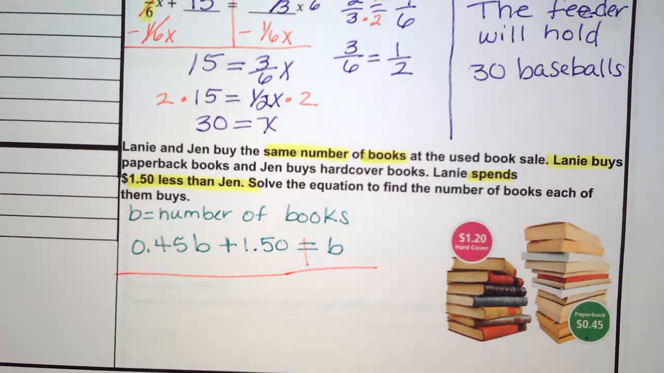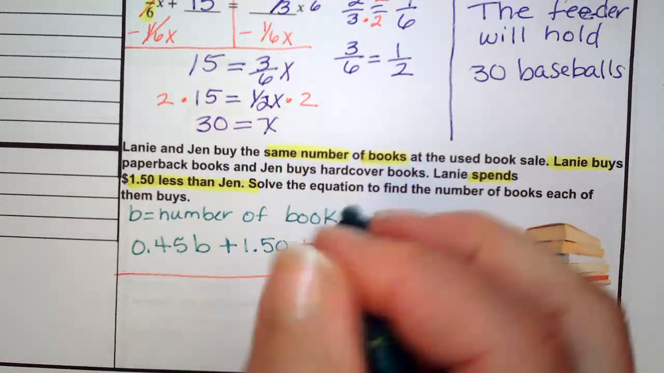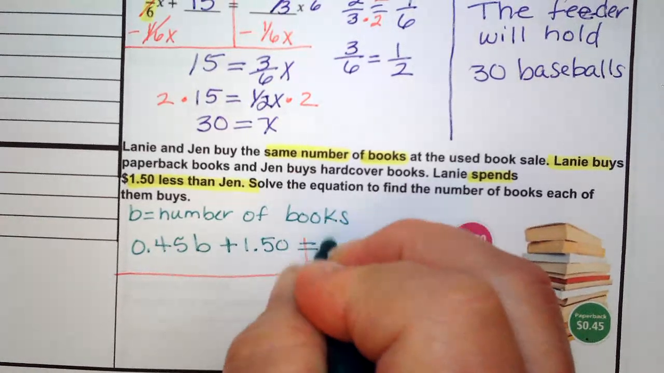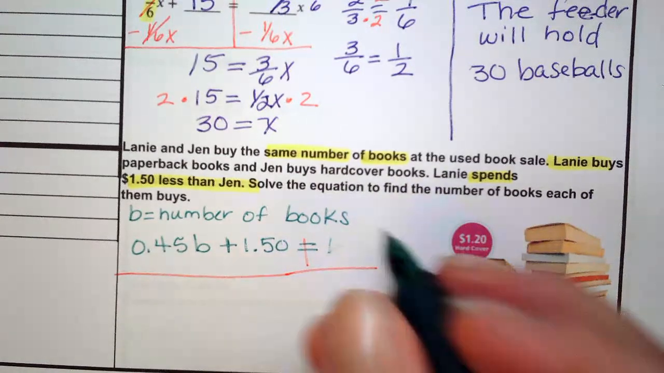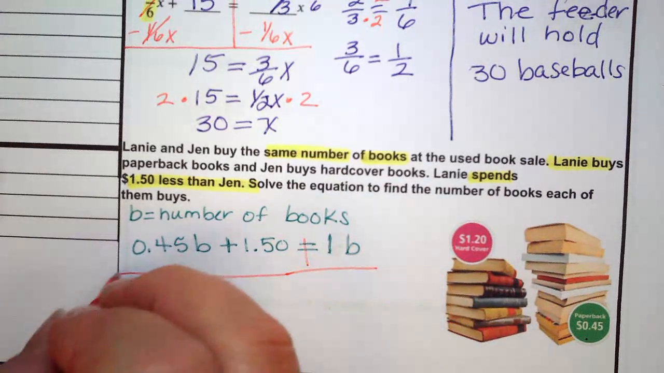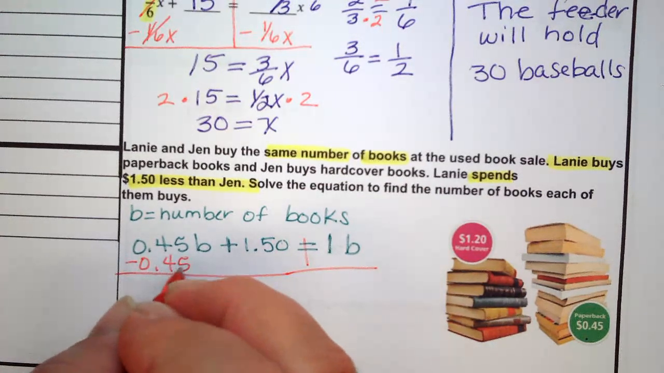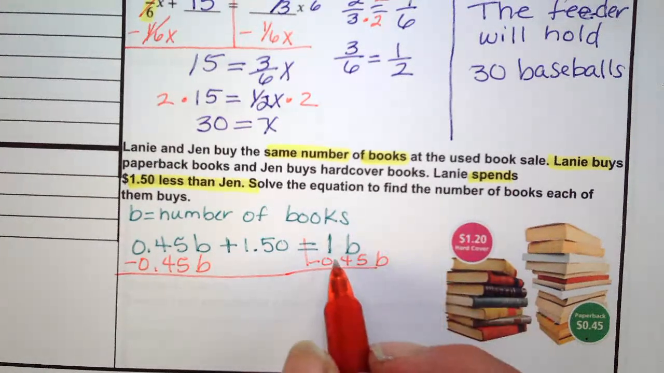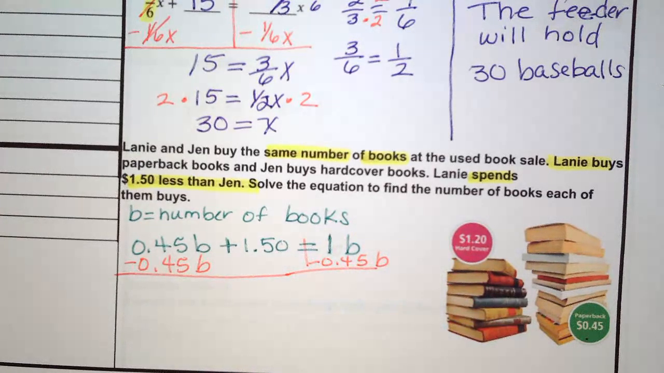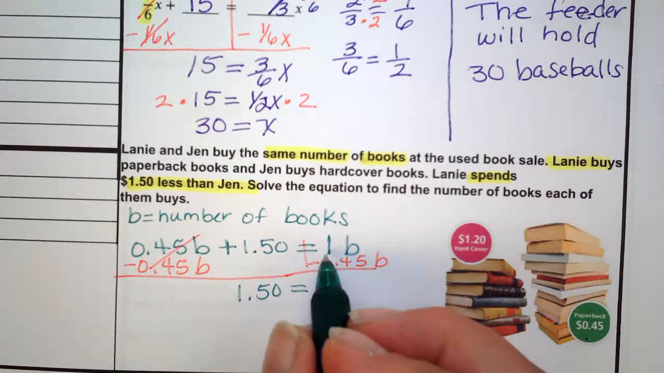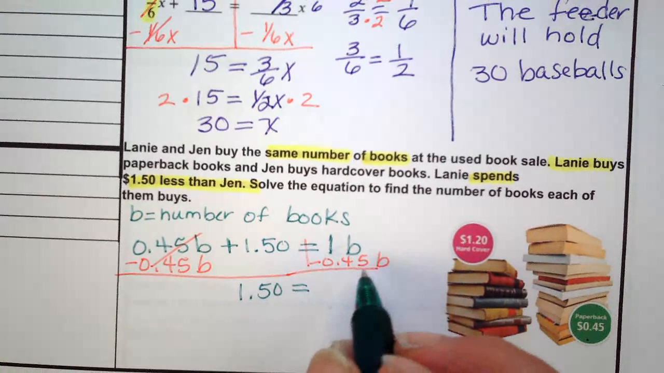Now, if I wanted to be really precise, I should put 1 here, because this is 1b. Usually we don't put it there, but I'm going to put it here so we know what we're doing. I'm going to subtract 0.45b from both sides. $1.50 is equal to, okay, so this would be 1 minus 0.45.